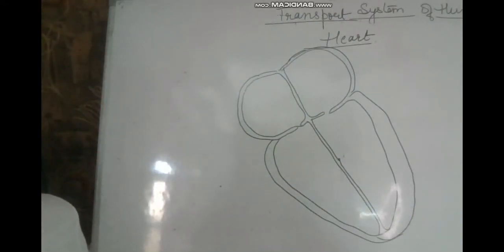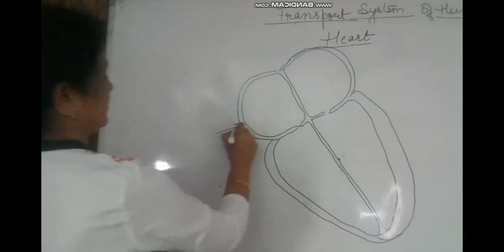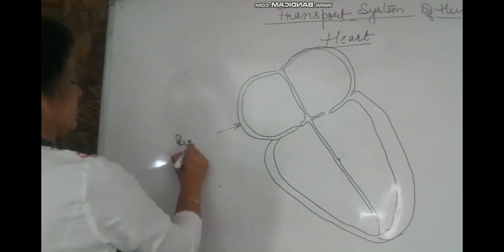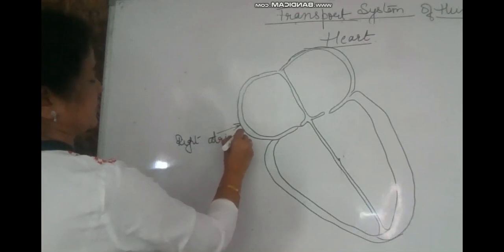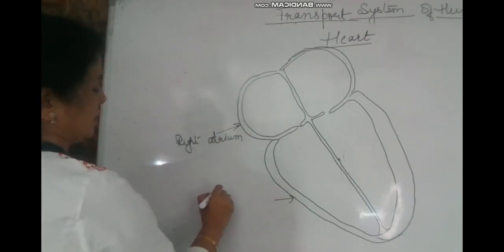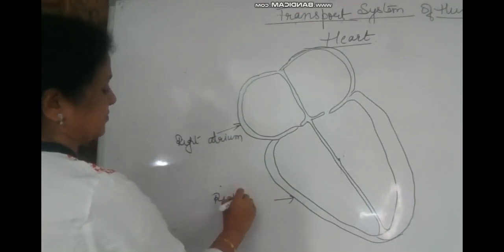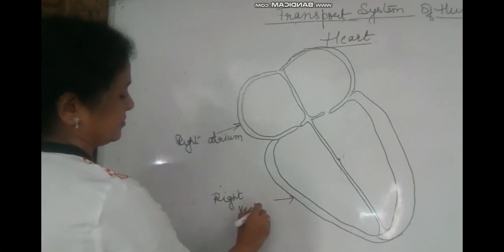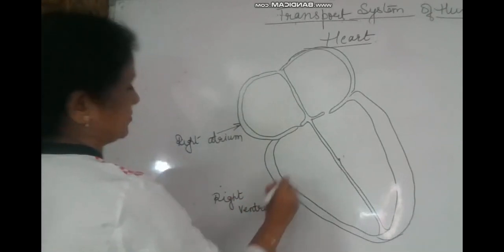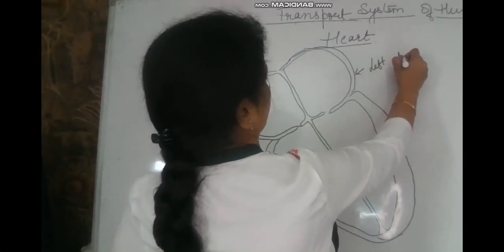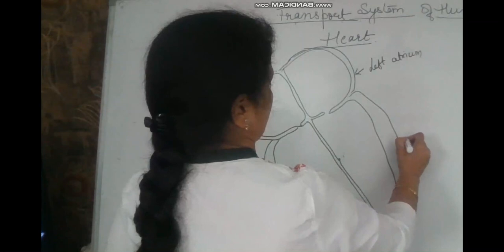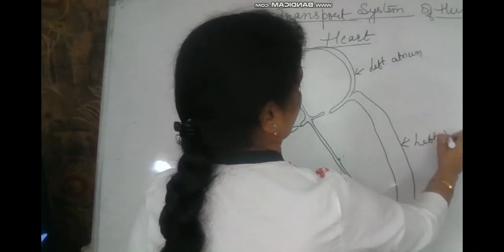So first of all, draw 4 chambers of the heart. This is right atrium, right ventricle, left atrium and left ventricle.